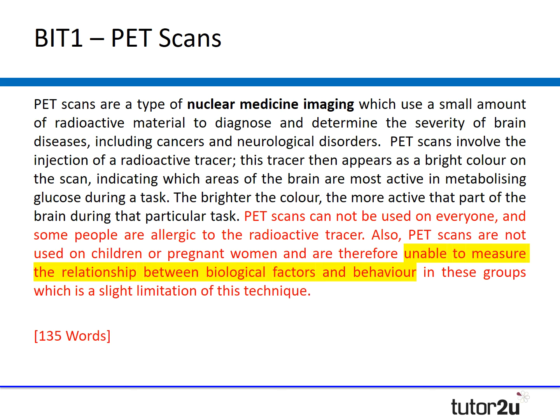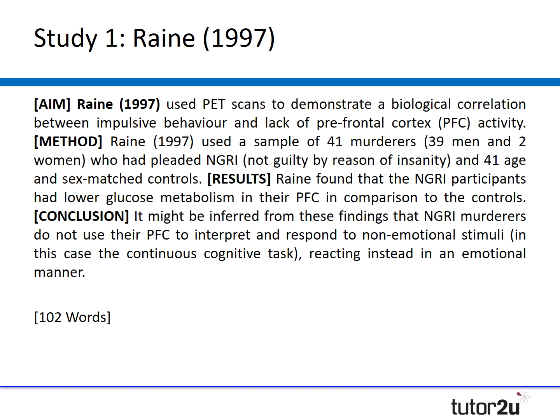So I've done my introduction, I've outlined a PET scan, and I've mentioned a study. I'm now going to actually outline a study in full, okay? So I've chosen the Raine study here, and you'll see I've actually just signposted my aim, method, results, conclusion. Now I wouldn't do that in your actual essay, but it's just to show you that it can be done. So I'm drawing on my first study.